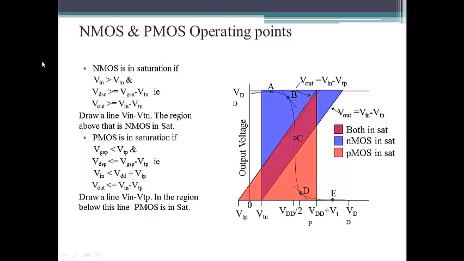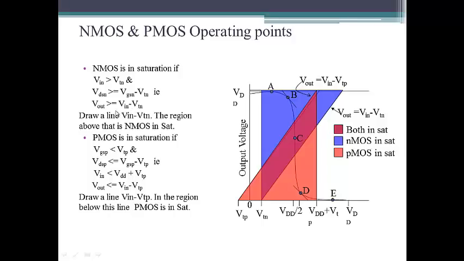So what is the condition? NMOS is in saturation if Vin is greater than VTN. That is VGS, which is nothing but Vin here. When Vin is greater than VTN, there is another condition: VDSN must be greater than or equal to VGSN minus VTN. VGSN is nothing but Vin, and VDSN is nothing but Vout, so Vout must be greater than Vin minus VTN.